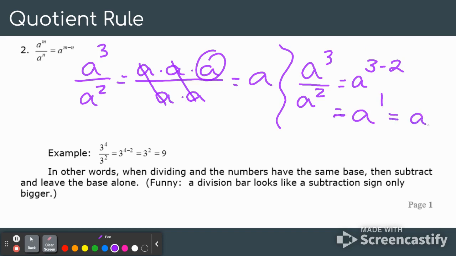So in other words, when you're dividing and the numbers have the same base, then subtract and leave the base alone. Another way to think about it: your division bar kind of looks like a subtraction sign, right? Okay.